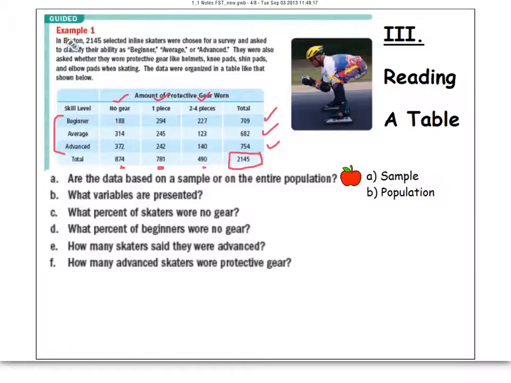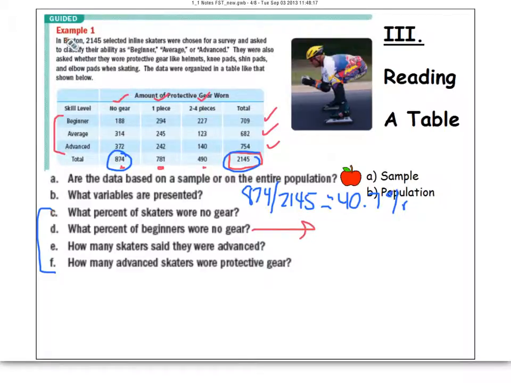So the question in part B we actually already did, so let's go just to see. What percent of skaters wore no gear? To figure this out, you have to decide who are they talking about. They're looking at all of the skaters, so it's all 2,145. What percent of them wore no gear? Well, if you look at this, when you read down, 874 wore no gear, so you're going to do 874 divided by 2145. As a percent, it's going to come in at approximately 40.7%.